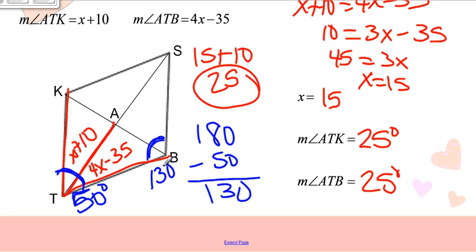Now, if we wanted, again, to find the parts, the little half parts, we would divide 130 by 2 in order to figure out what these two angles would be. And if we did that math, we'd find that each angle was 65 degrees. Okay, so those are a few things we could do there with that.